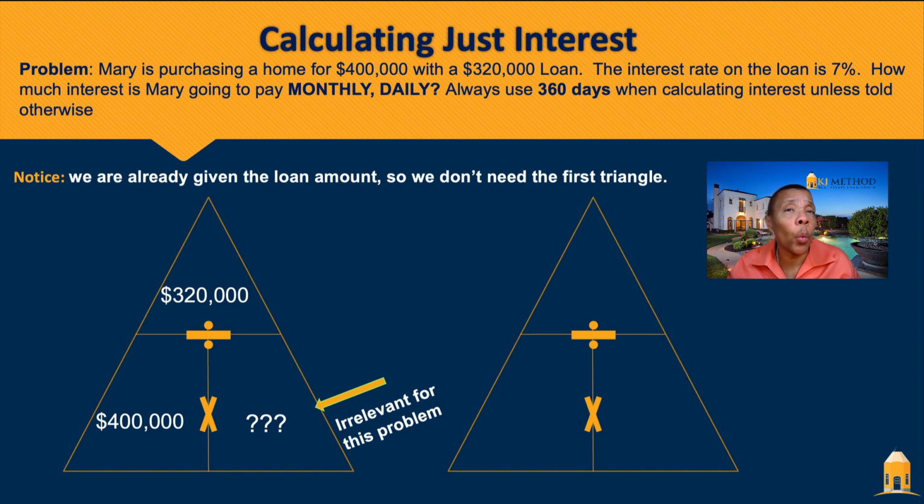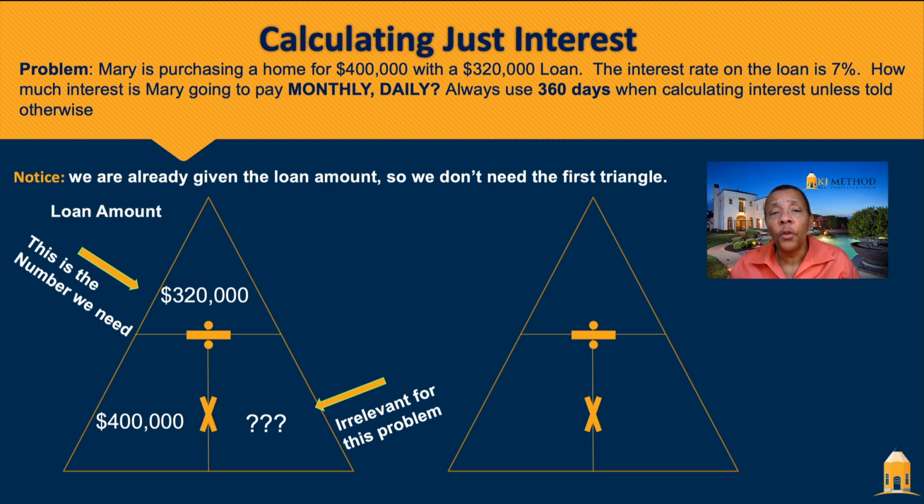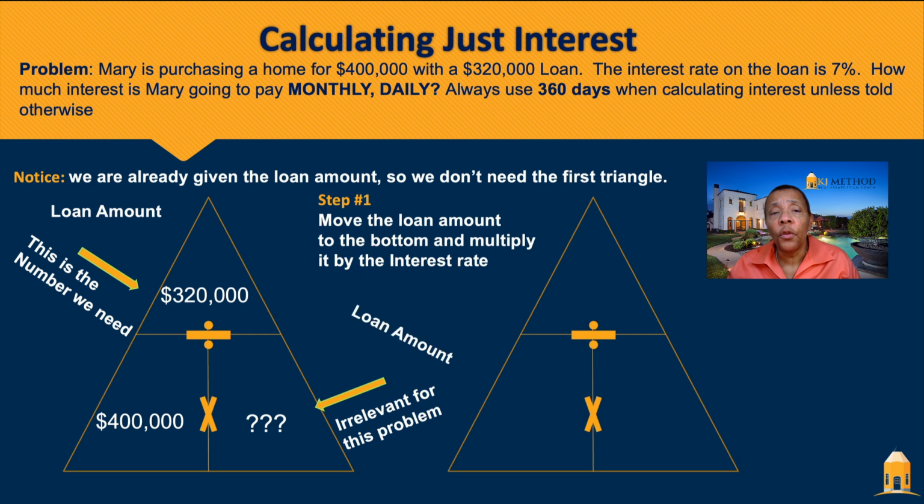We don't care what the LTV is for this problem. We don't have to calculate that. We already got the loan amount. So the number that's important to us is that number that they already gave us. So we take that and then we just continue. We move the loan amount to the bottom, just like we did on the last one. And then we multiply it by the rate, 7%.